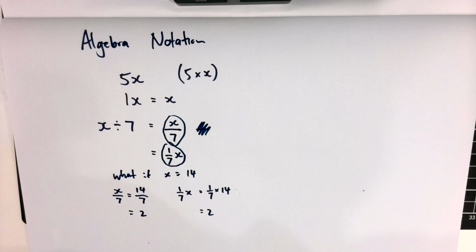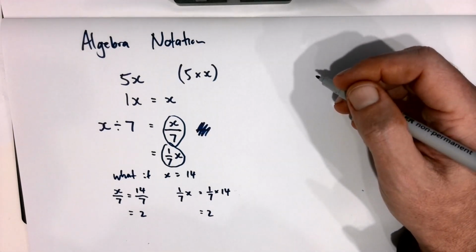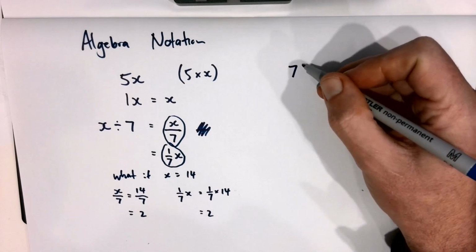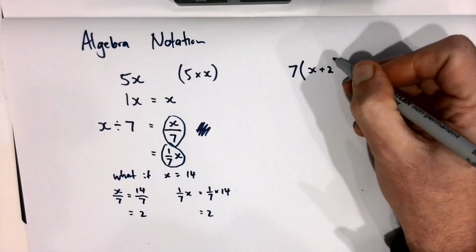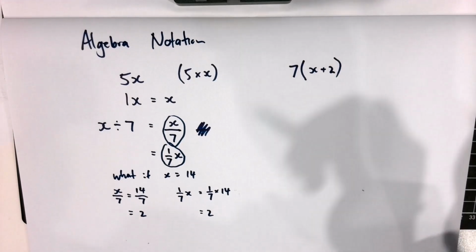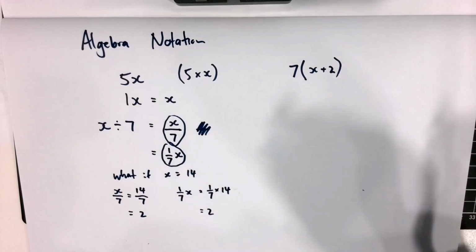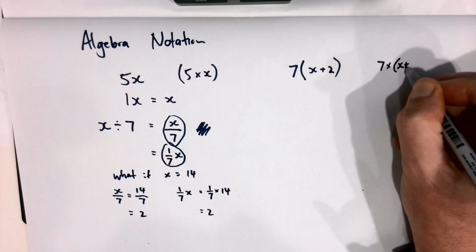The other thing that we're going to look at is using brackets as grouping symbols. So let's say I had a 7, and I have a bracket, and I have x plus 2. Okay, it looks like we're getting more complicated here, but it's actually not that much more complicated. The 5 in front of the x means times. The 7 in front of this means times. So this is 7 times x plus 2.